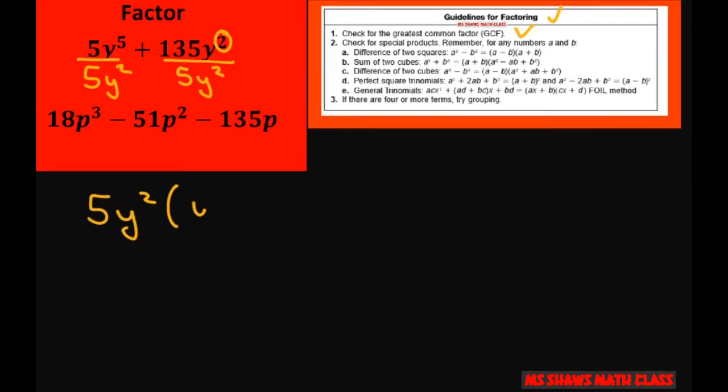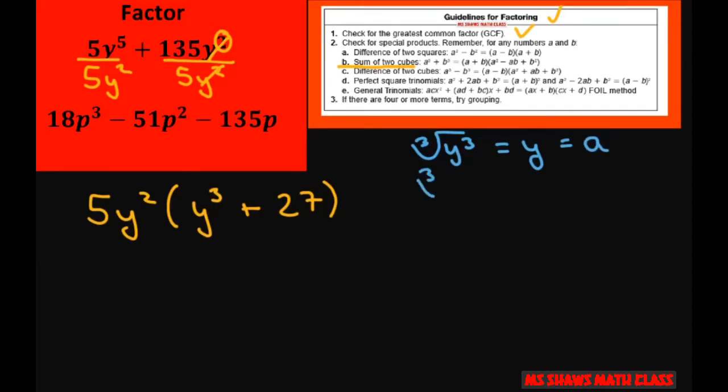So that's going to give you y cubed plus, the y squares cancel here, and 135 divided by 5 is 27. So what I notice is this is the sum of two cubes. If I cube root my y cubed, I get y. That's going to be my a. And if I cube root my 27, that equals 3. So 3 cubed is 27. So that's my b.